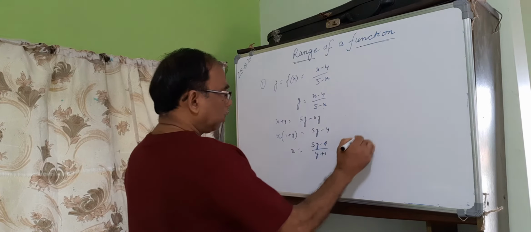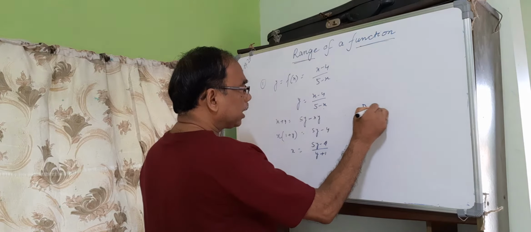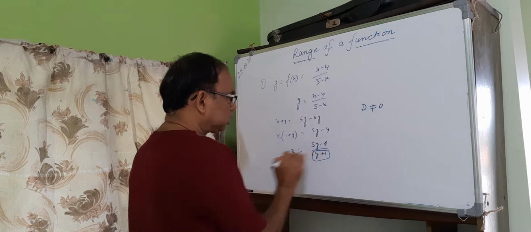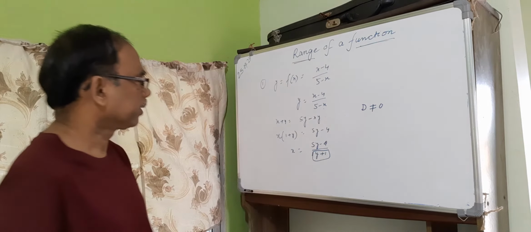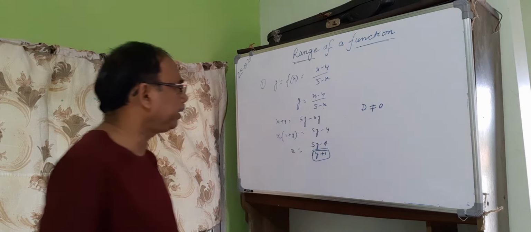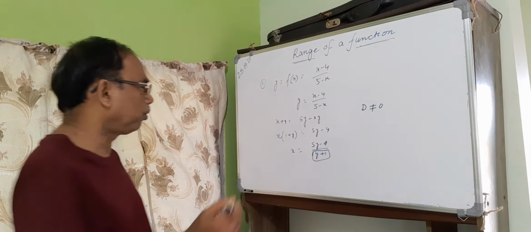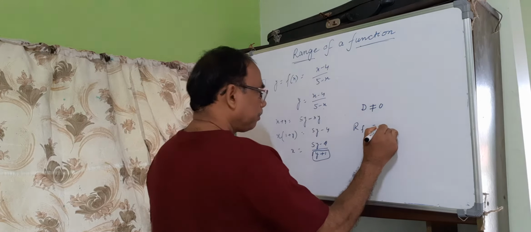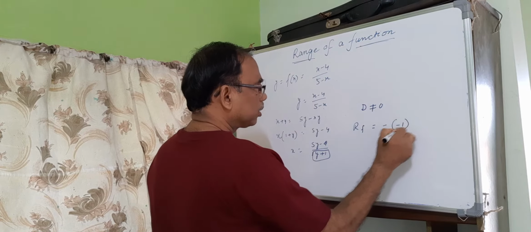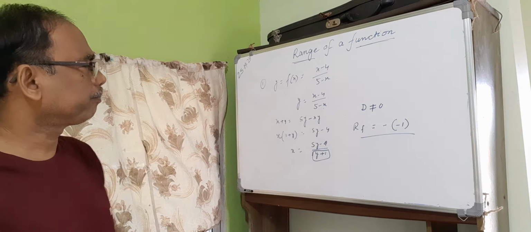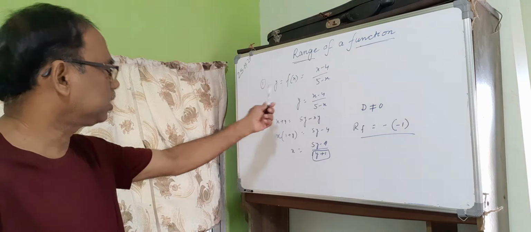Now, we know the denominator should not be equal to 0. Focus on the denominator of this function. Here, the denominator should not be equal to 0. If the denominator is 0, the function will be undefined. Therefore, the range of the function is all real numbers except minus 1. Except minus 1, any real number is the range of this function.